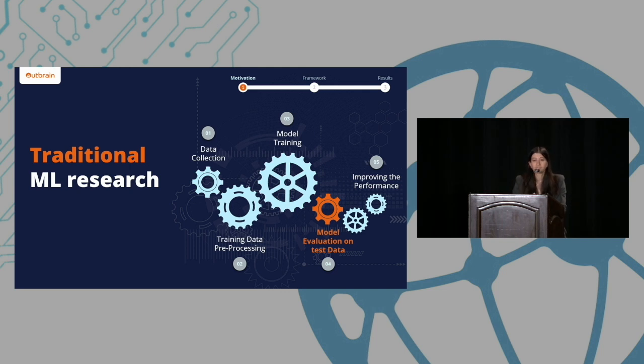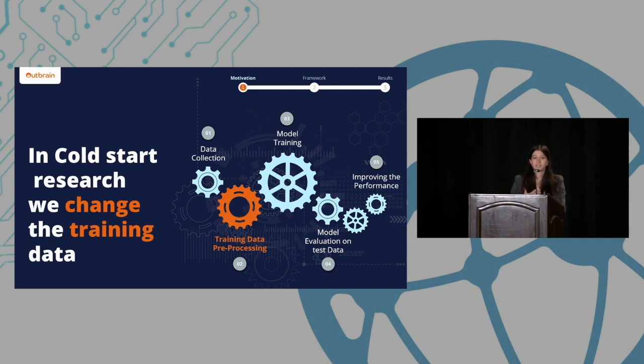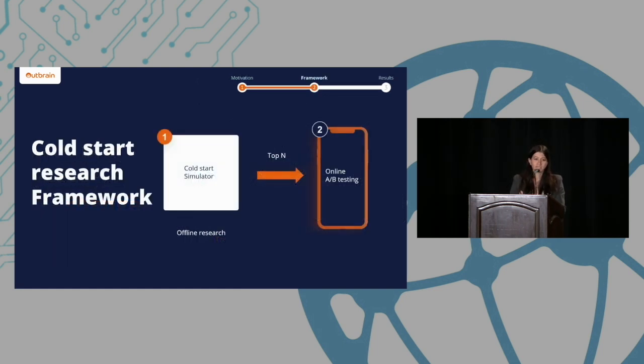Different from traditional machine learning research, where you typically have a static data set for training and evaluation, and the only thing that changes is the model setup and parameters, in cold start research the model is static, but technically the data set is what changes. So essentially, what you're researching in cold start research is what set of observations is optimal to warm the items. And for this purpose, we created the framework.